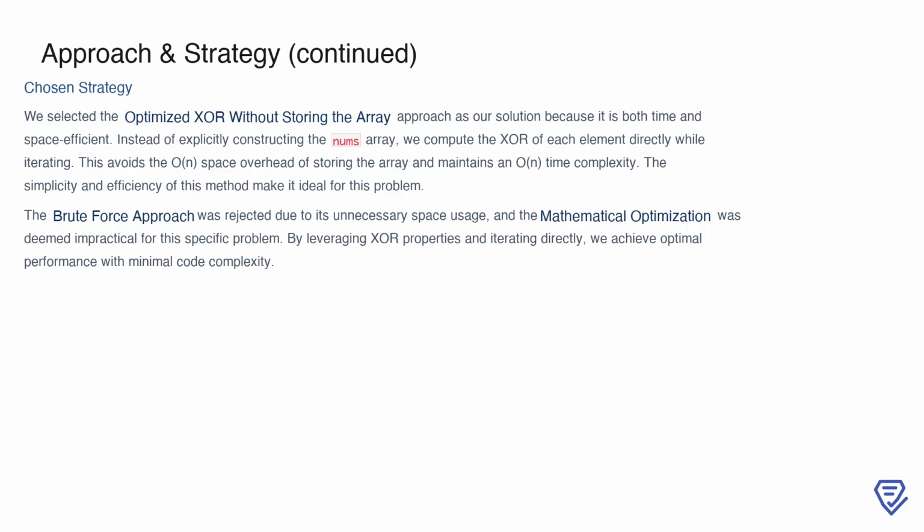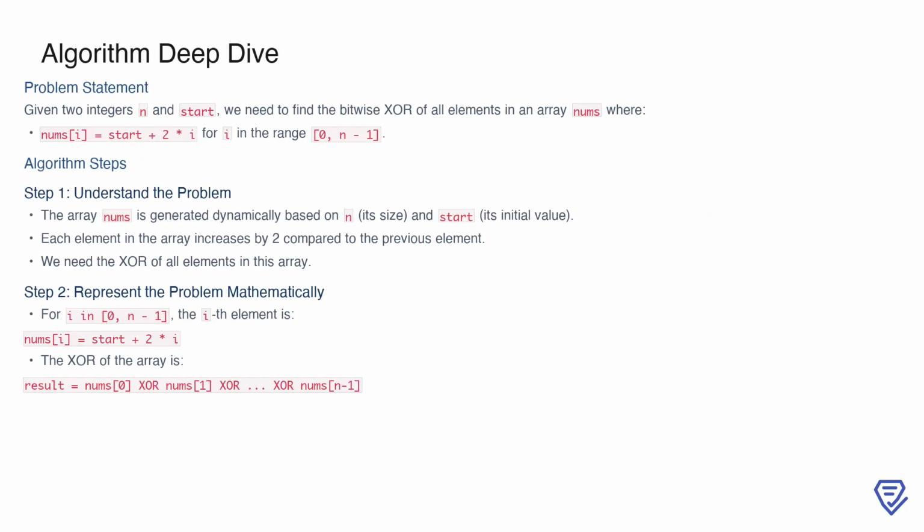It allows us to compute the XOR directly during iteration without constructing the array, effectively solving the problem with minimal overhead. The brute force approach was discarded due to its excessive space usage, which is unnecessary for this problem. Similarly, while mathematical optimization highlights interesting properties of XOR, it is not practical here due to the specific formula involving start and 2 * i. Overall, the optimized XOR method leverages the problem structure and the properties of XOR to deliver the best performance with clean and concise code. To begin, let's understand the problem.